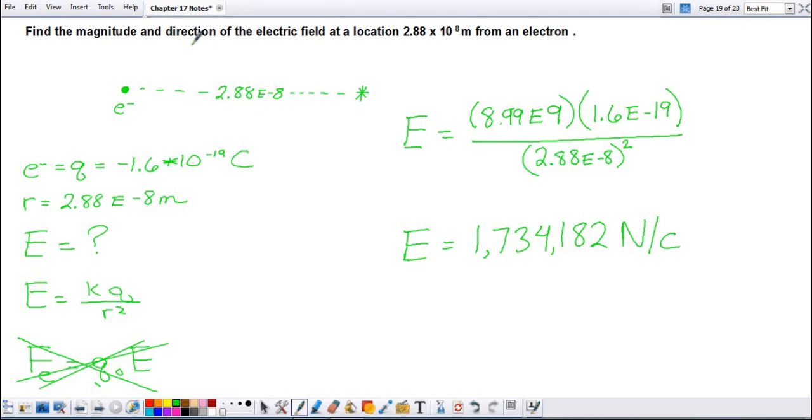Well, the positives and negatives tell us about that. And we learned that when we have an electric field, the electric field lines point away from positive charges and toward negative charges. So electric field lines are going to be pointing towards this charge. So in this case, it's going to be pointing to the left. Now, I got to choose where I put my test point as long as it was 2.88 times 10 to the negative 8th meters away. So instead of writing the specific direction, I'm going to say it is towards the electron.